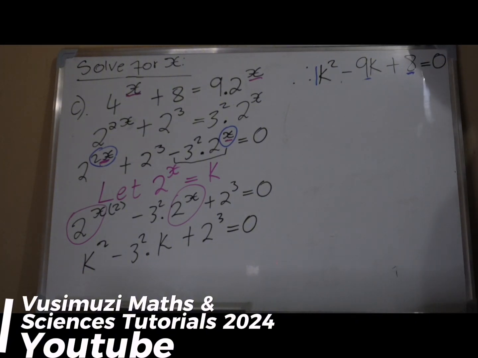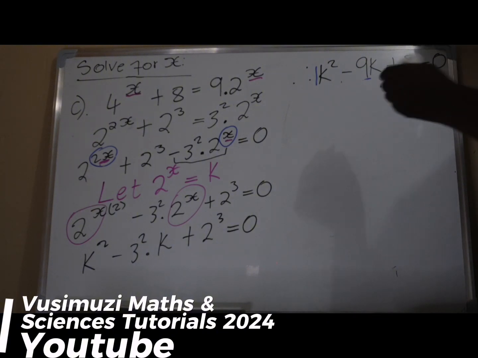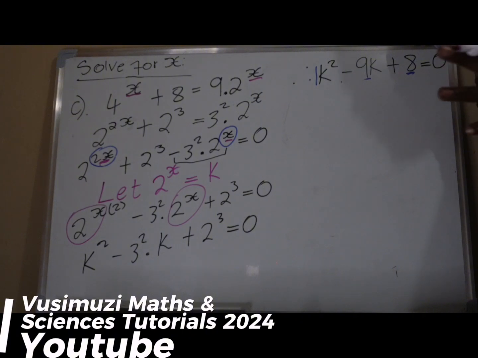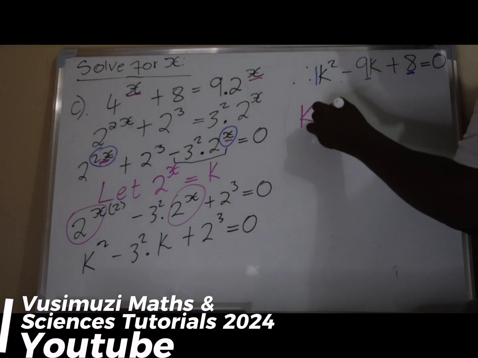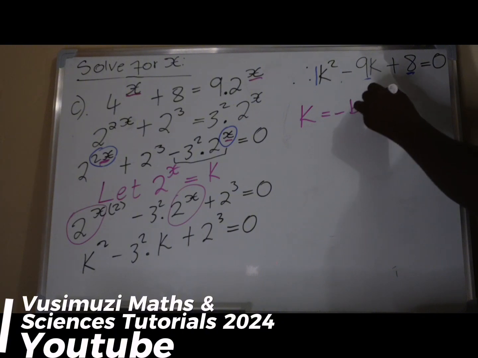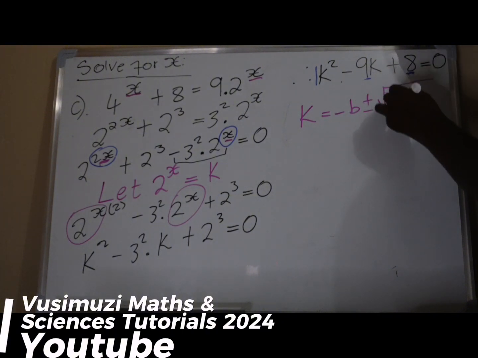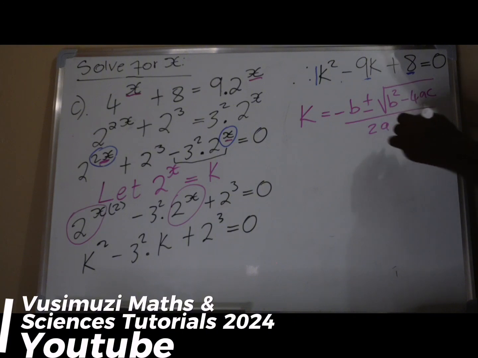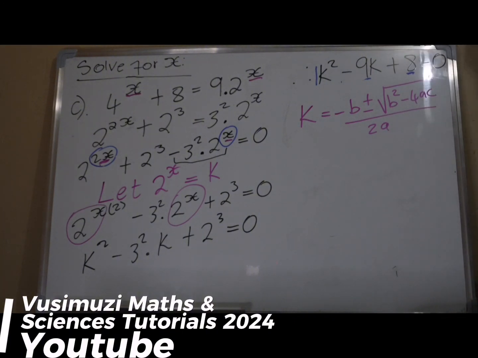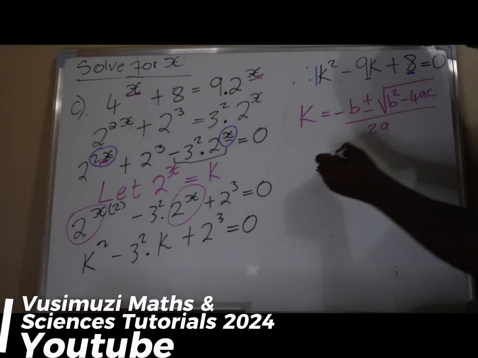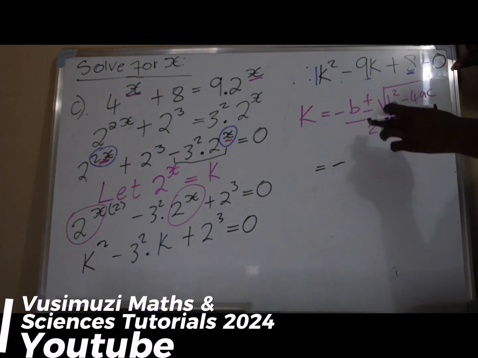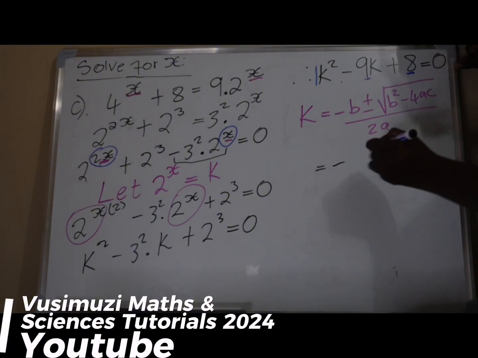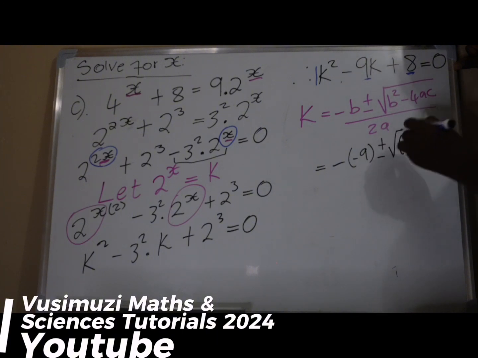Now you're going to apply the quadratic formula, and in this case it is about k. You don't say x, you just say k is equal to negative b plus or minus the square root of b squared minus 4ac, over 2a. Okay, guys, this is how you do it. Now you substitute. What is my b? Negative 9. Negative 9 plus or minus, open a bracket. What is our b? Negative 9 again, squared.